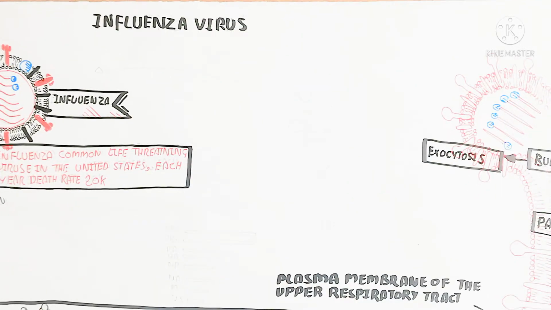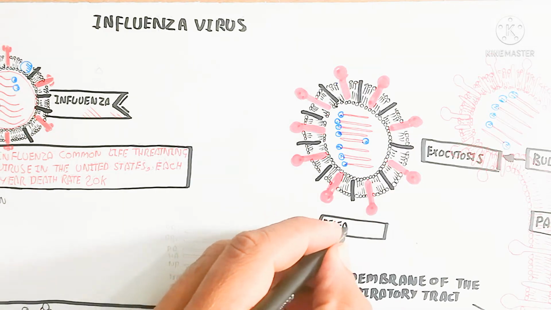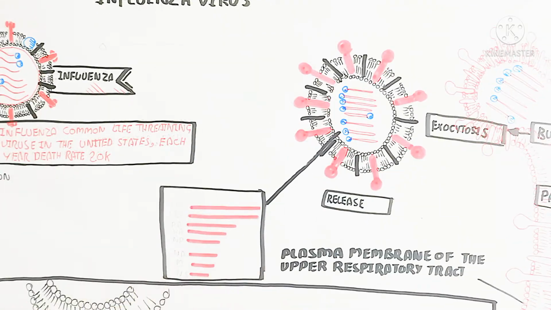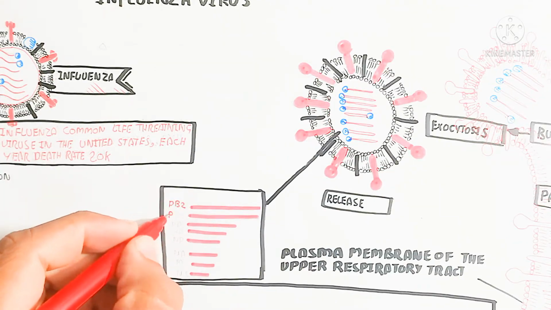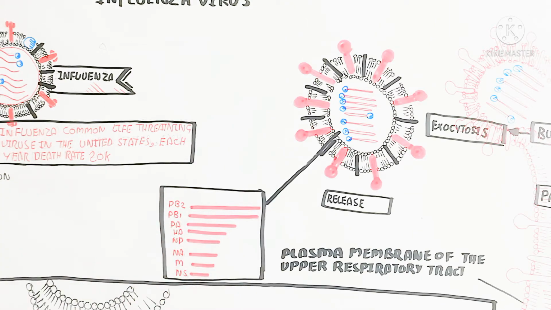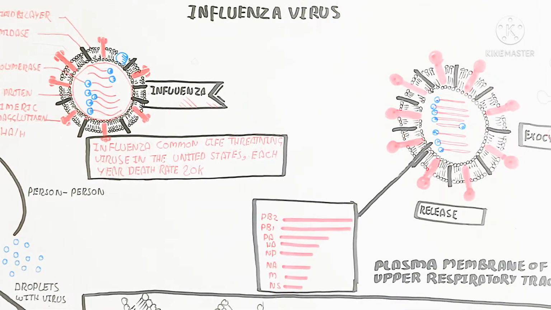So let's begin to understand the immune response, but first of all we need to understand the type of RNA. After the releasing, this virus will be released and infect other cells again. Here are PB2, PB1, PA, HA, NP, NA, M and NS. This is the type of RNA. So this is the viral RNA. 8 viral RNAs are shown in the figure.